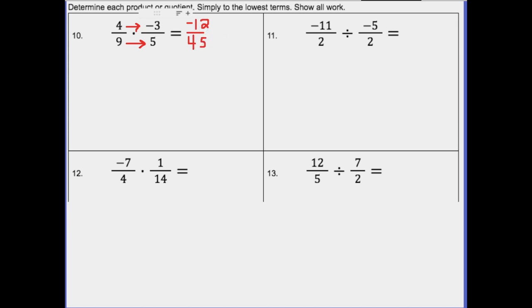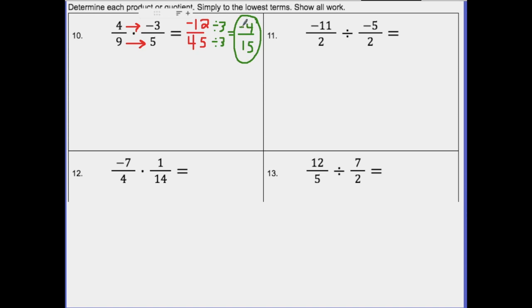And here we can simplify. These are both divisible by 3. So if we divide by 3 over 3, we're going to end up with negative 4 over 15. And that would be our final answer. So we'll go ahead and circle that.